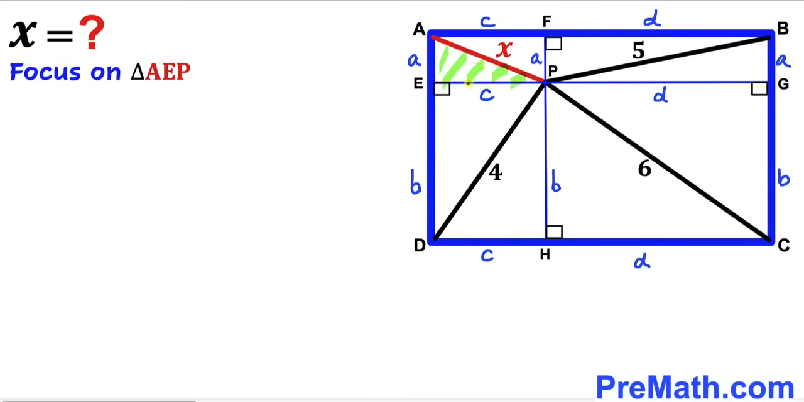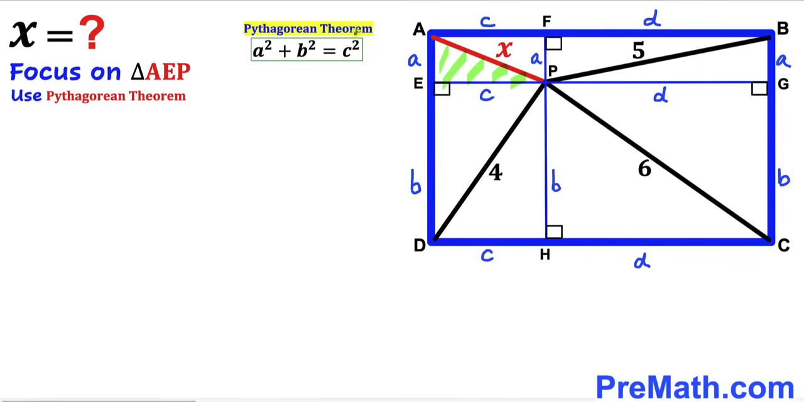Now let's focus on this right triangle AEP. We are going to apply the Pythagorean theorem on this triangle. Here's our Pythagorean theorem: a square plus b square equals c square. In our case, x is the diagonal, whereas lowercase a and lowercase c are our other 2 legs. So let's fill in the blanks in this formula. We got a square plus c square is going to be equal to x square, and I'm going to label this one as our equation number 1.